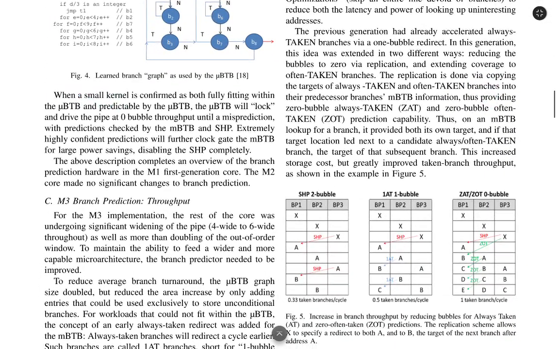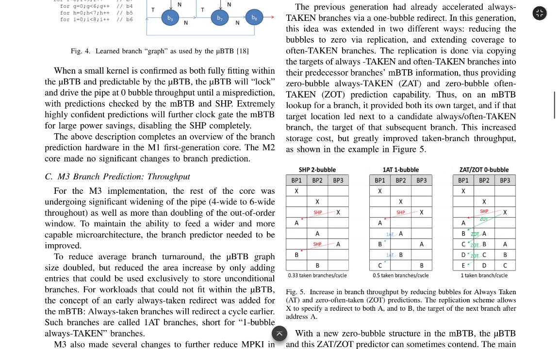When a small kernel is confined, both fully fitting within the micro BTB and predictable by the micro BTB, the micro BTB will lock and drive the pipe at 0-bubble throughput until a misprediction. With the prediction checked by the micro BTB and SHP, extremely highly confident predictions will further clock gate the main BTB, and for large power savings, disable SHP completely.